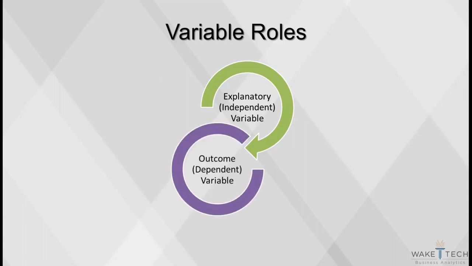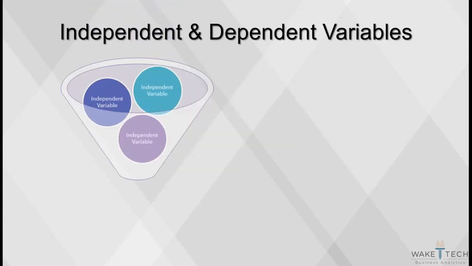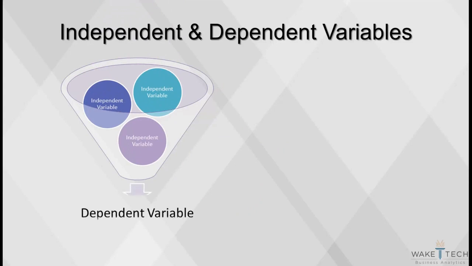The second role a variable can take on is outcome. An outcome variable is also known as a target or dependent variable. These are variables that measure the output or impact that's being studied. Most studies have many independent variables and one dependent variable.